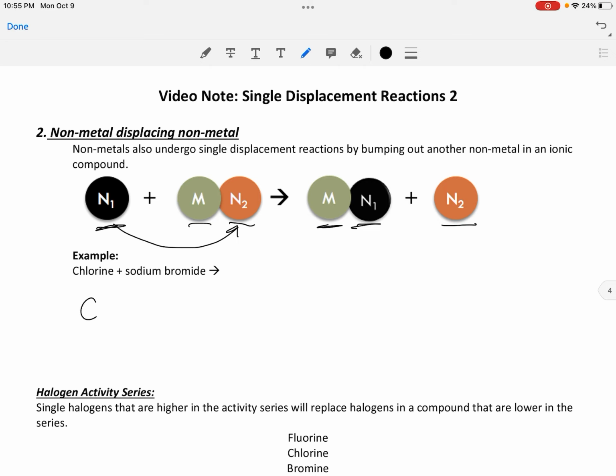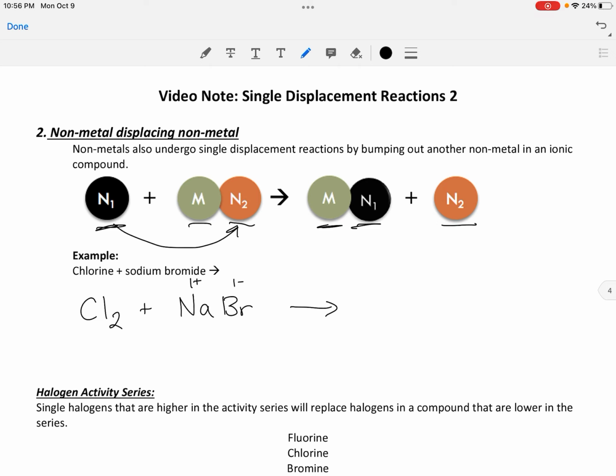Let's say we have chlorine, comes along, and it sees some sodium bromide. So let's just check all of our chemical formulas here and make sure we've got them. Chlorine is one of those diatomic guys, so that's going to be Cl2. Sodium has a charge of +1. Bromine has a charge of -1, so we have a ratio of just 1 to 1 here. That's great.